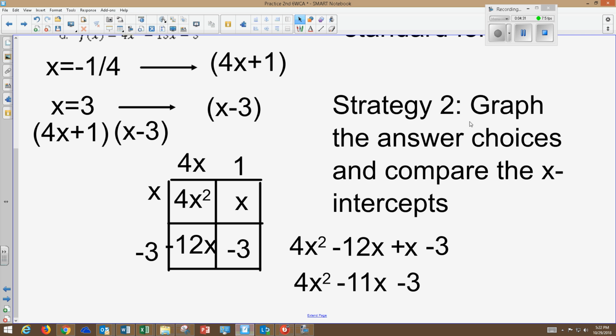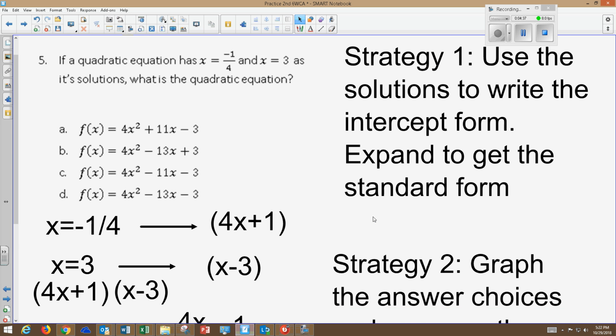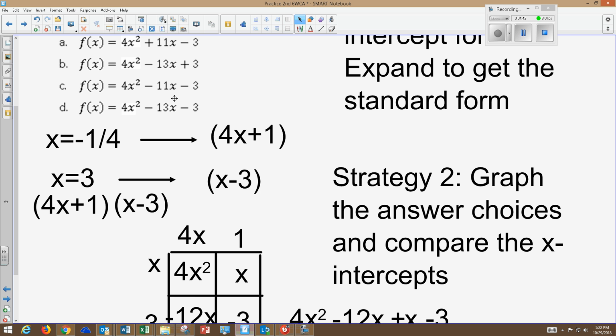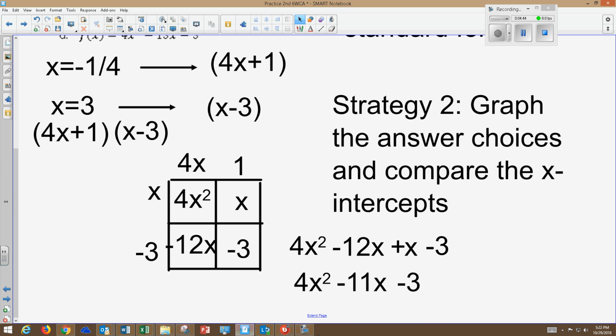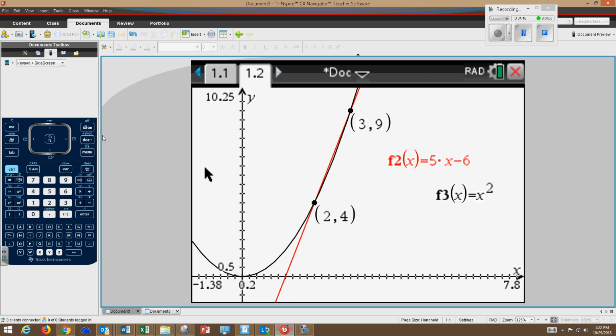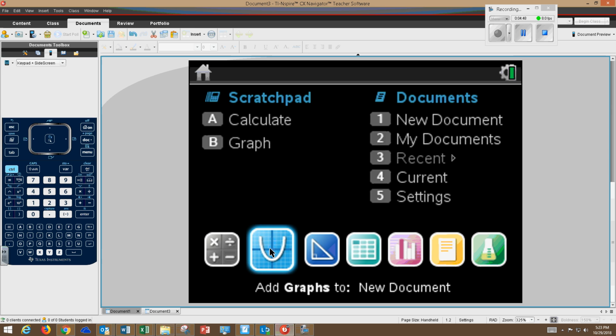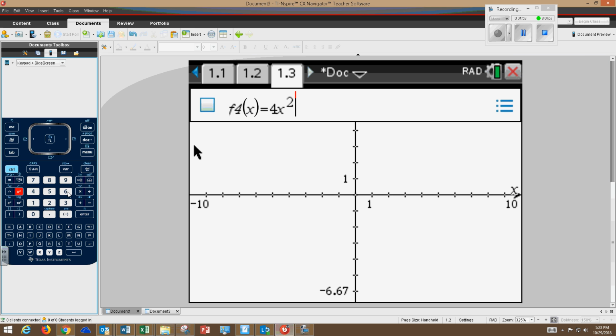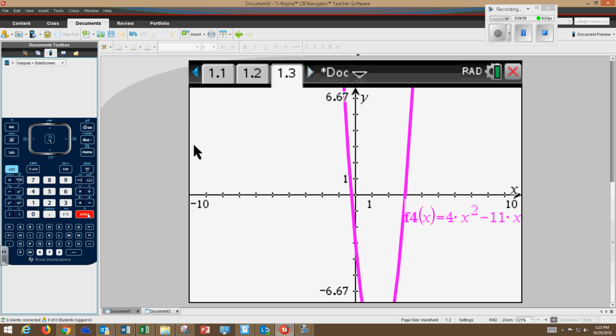Now, strategy number 2 tells us to graph the answer choices and compare with the x-intercepts. Since I already know that C is the answer, let's just show how C shows up as the answer. What if I graph 4x squared minus 11x minus 3, and we can see our answer choices there.